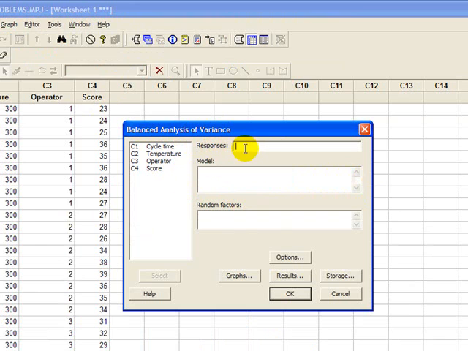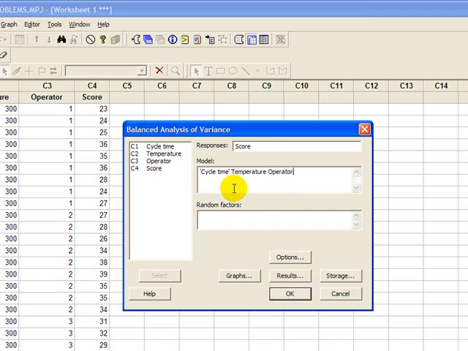What is my response variable? The response variable is score, right? So I select that. Then for the model, as you have seen last time, we are interested in the main effects as well as interaction effects. So let's say there are three main effects, right? First is cycle time, so I selected cycle time. The second main effect is because of the temperature factor, so I selected temperature. Similarly, the third main effect will be operator, right? So these are the main effects.